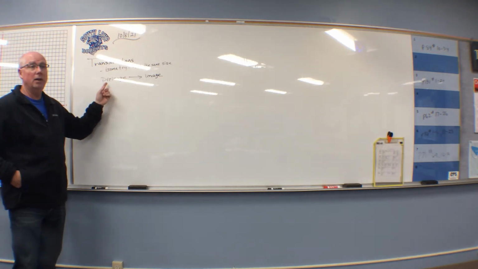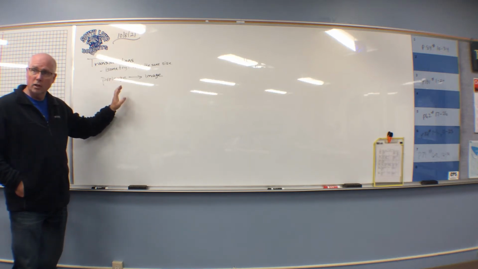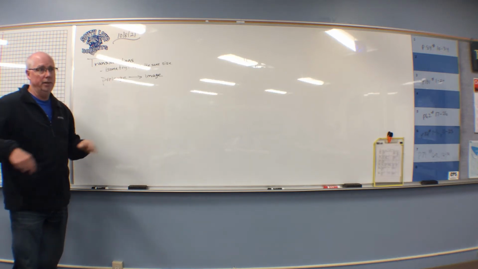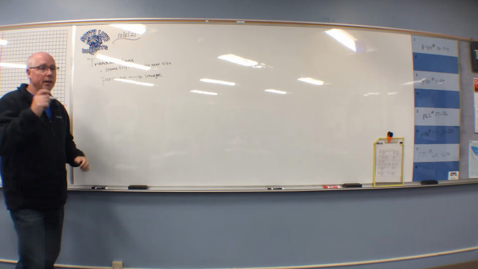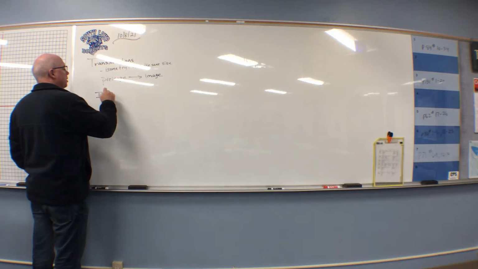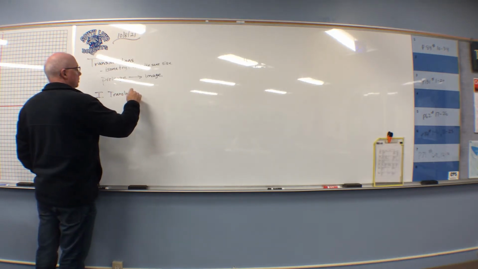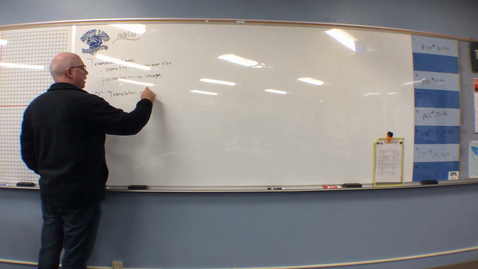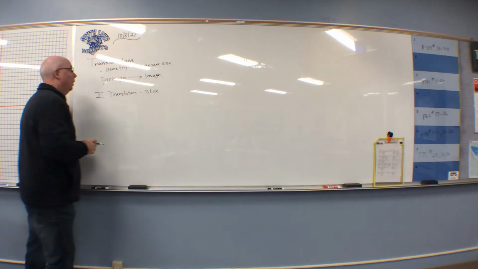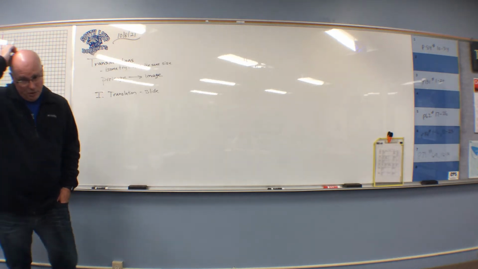And we're going to talk about moving a pre-image to an image. That's what we're talking about. So the first one is called a pre-image. The second one is called an image. Here's your three transformations that we're going to talk about. The first one is a translation, and that is a slide. And whatever the size of the pre-image, that's the size of the image.